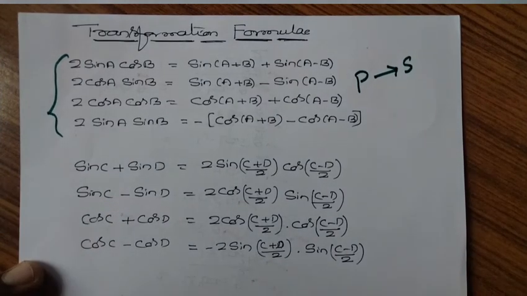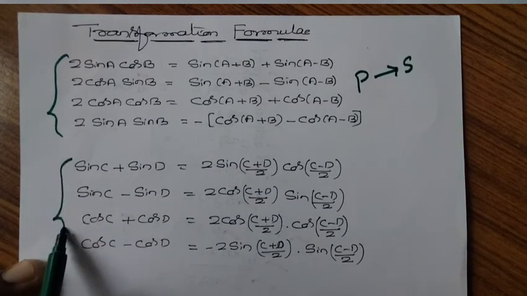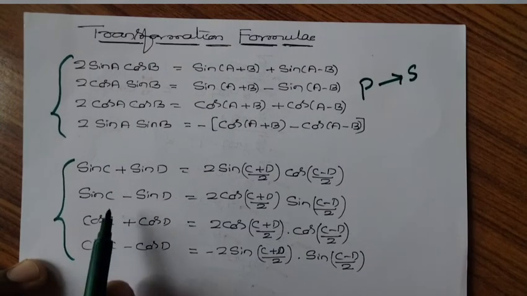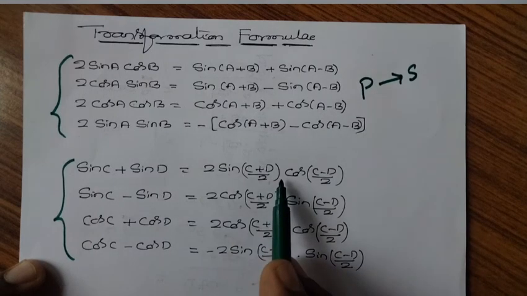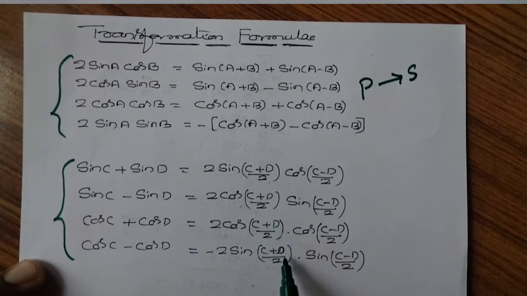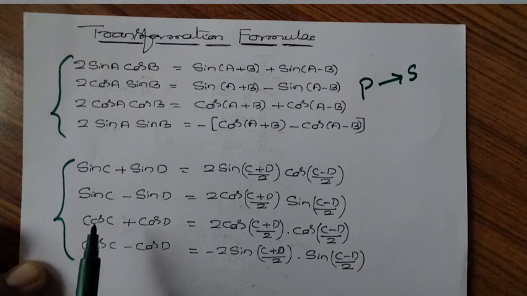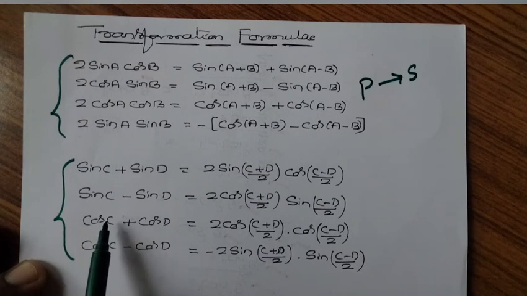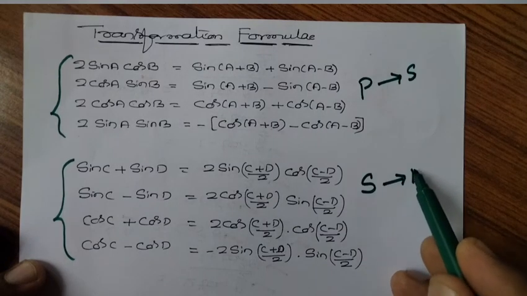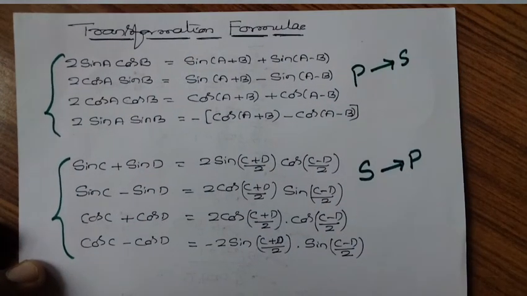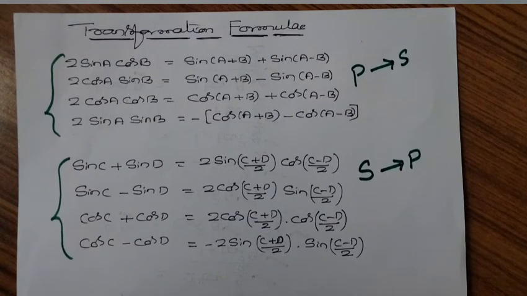In the next four results you observe that in the LHS we have a sum of trigonometric functions, and in the RHS we have a product of trigonometric functions. Here the change takes place from sum to product. Hence these results are termed transformation formulae. These formulas are very important. Let us see how to get these results one by one.